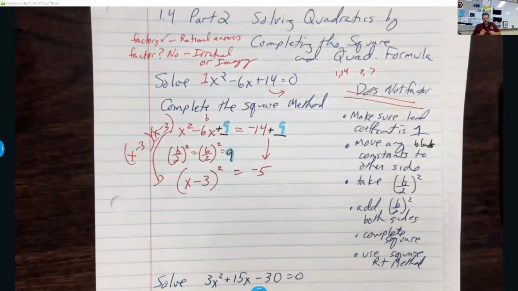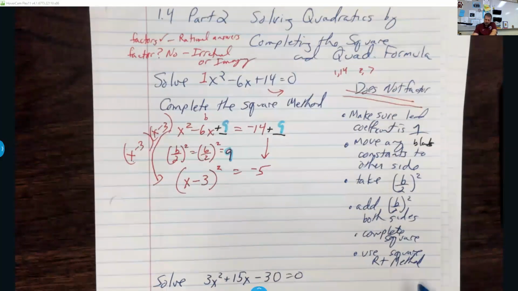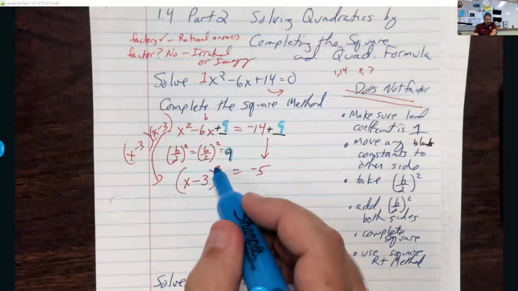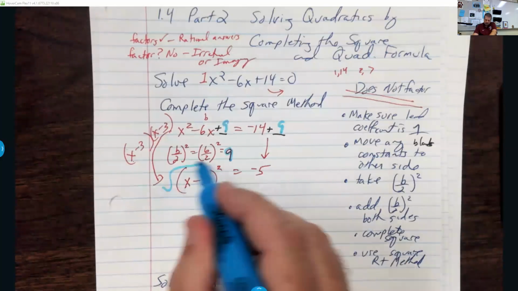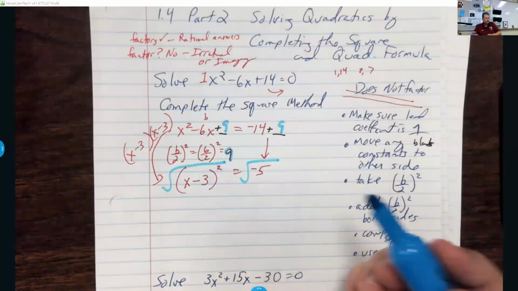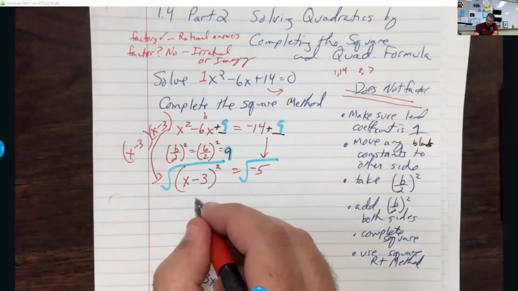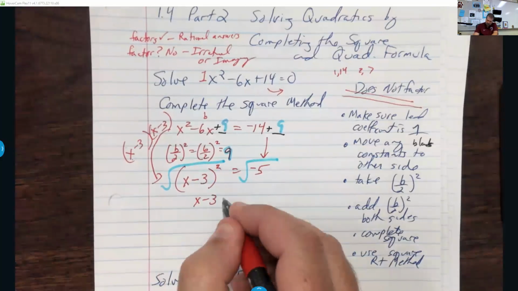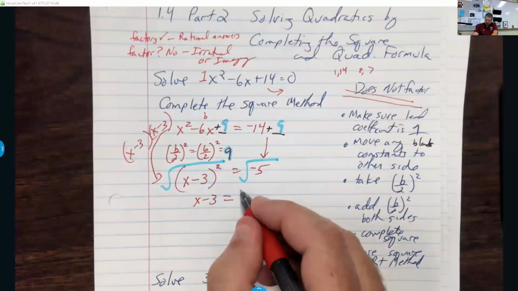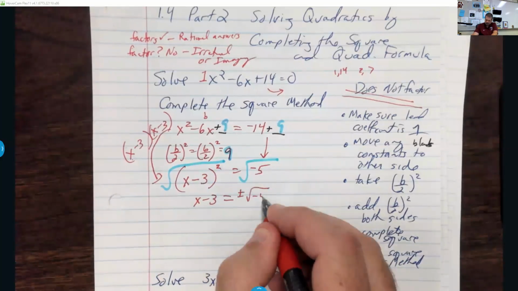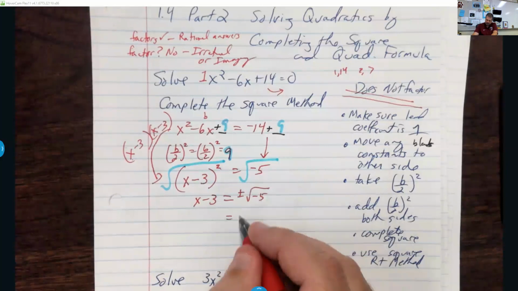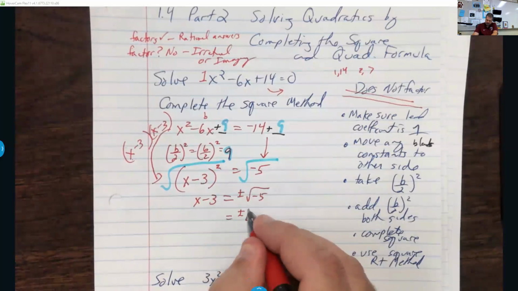Okay? Then it says to use the square root method. Okay, so last step, use the square root method. So how do I use the square root method? Well, remember, if I have something squared, you're going to square root both sides. Okay? So this is going to be x minus 3 is equal to plus or minus the square root of negative 5. Well, what's the square root of negative 5? Well, that's plus or minus i root 5.